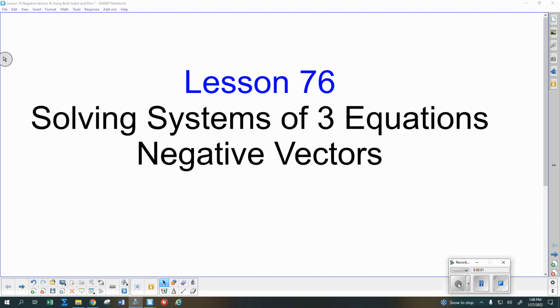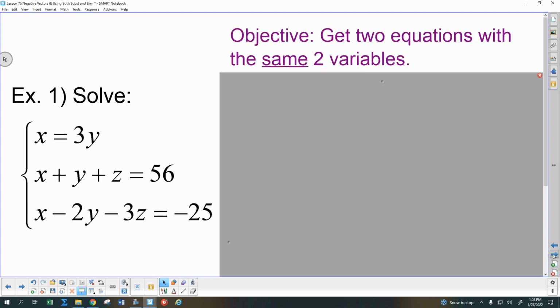In today's lesson, we have two topics, and neither one is totally new. First, we're going to talk about solving systems that have three equations, which means three variables. And then the second topic will be negative vectors. So beginning with the systems of three equations, you see three equations there on the left.